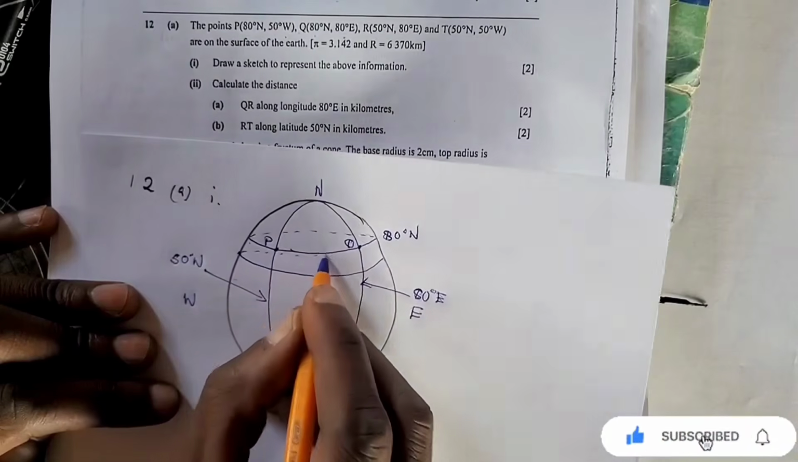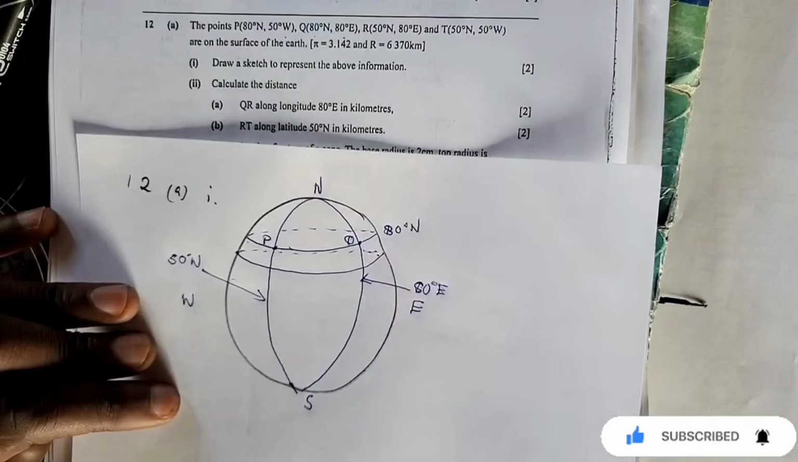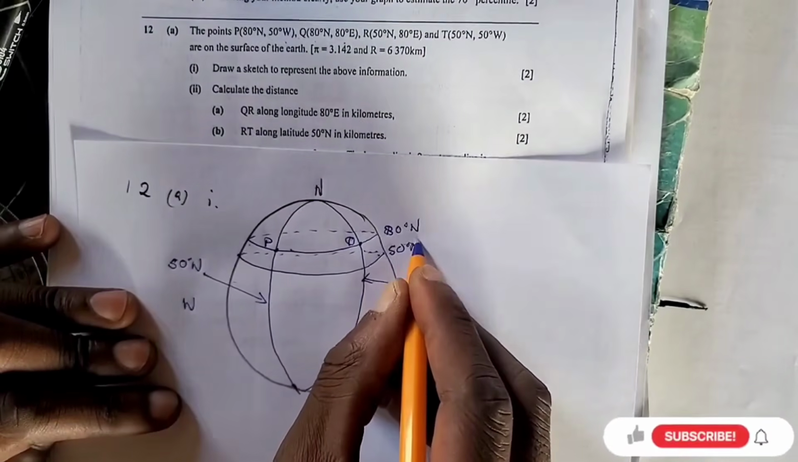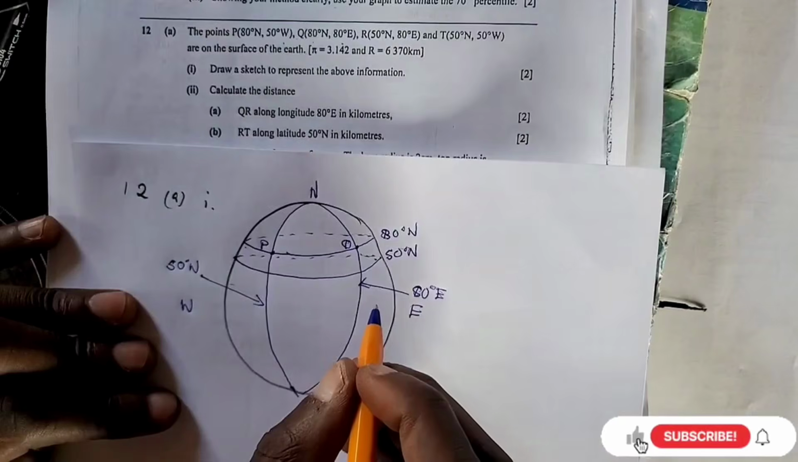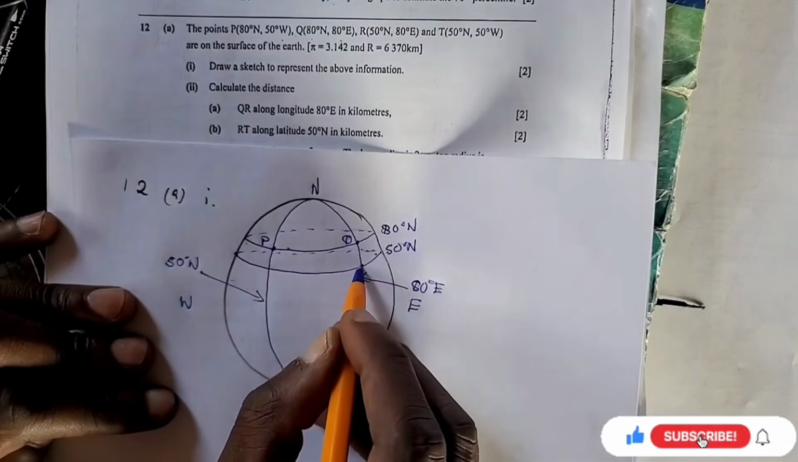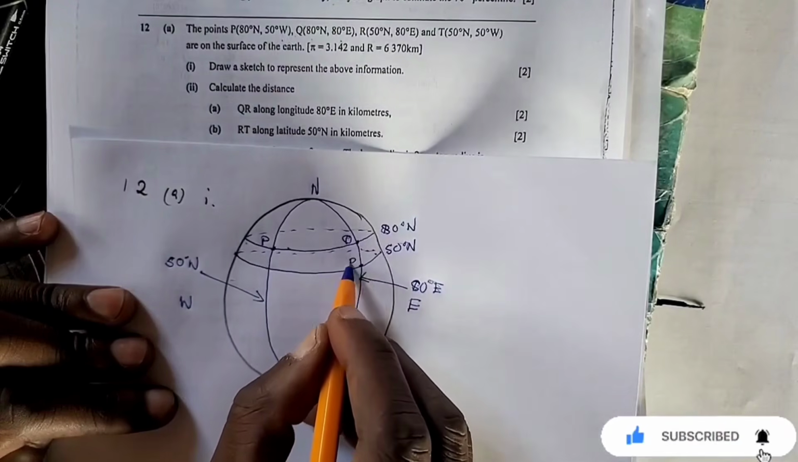Then we can also draw the other side so that it looks 3 dimensional. This is 50 degrees north, then 80 degrees east. So this is R.